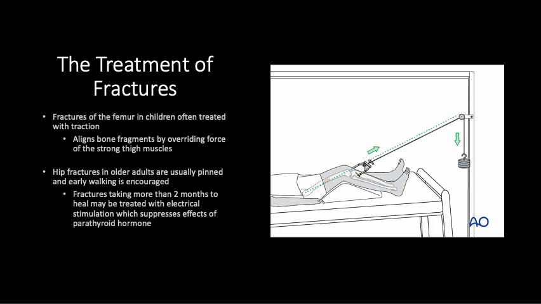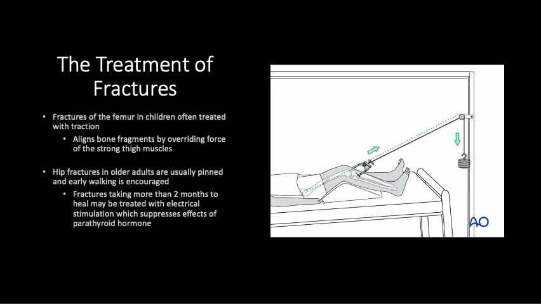And we can also treat fractures with traction. Traction is really common in the legs, specifically the femur, or the thigh bone. It's especially common in children, because they're still growing. Fractures of the femur in children are usually treated with traction because we need to align the bone and relieve the force of the thigh muscle to allow the bone to still grow.